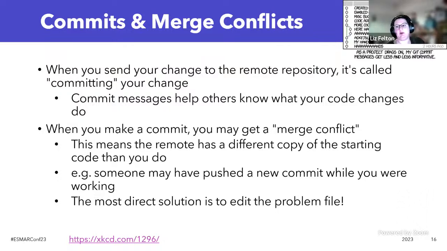When you make a commit, you may get a merge conflict. Merge conflicts also happen, as we were discussing in the previous workshop, when you are pulling code down from Git. A merge conflict means the remote has a different copy of the starting code than you do. So if someone has pushed a new commit while you're working and you've not done a git pull before you've tried to add your changes. The most direct solution is to edit the file that is causing the problem. So if we go to the next slide.